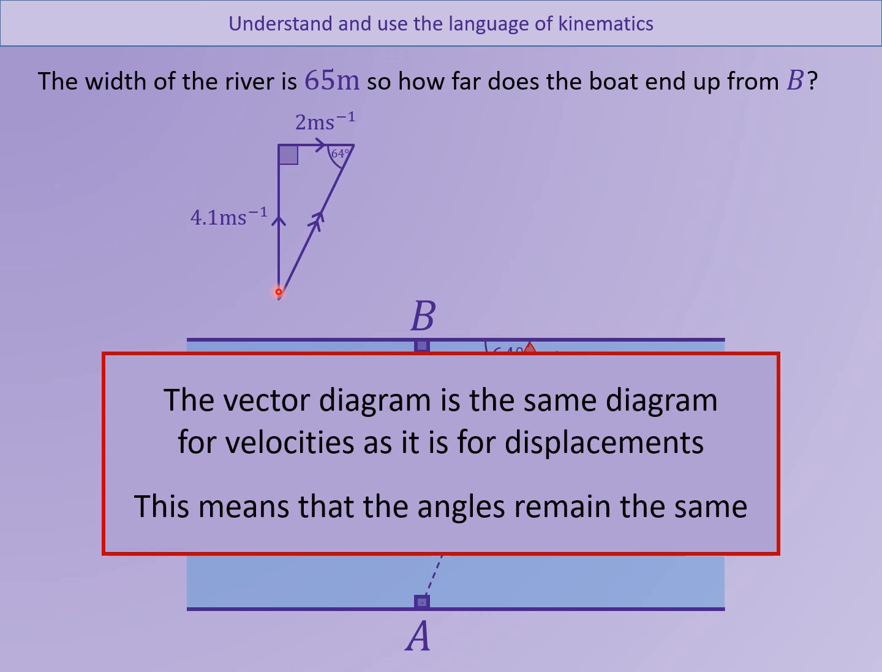However, we can't mix and match the values that we put on the side lengths. So if we are using velocities, then all of the sides need to be a velocity. If we are calculating for displacements, all of the sides need to be a displacement. We can't have one side representing a velocity and another side representing a displacement.